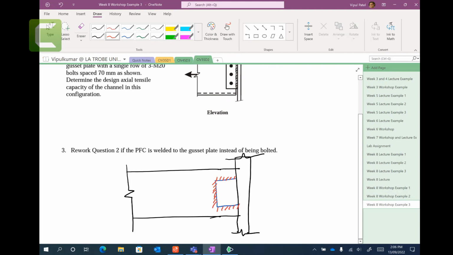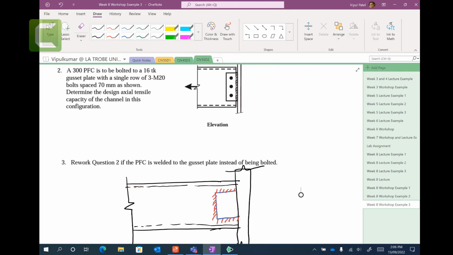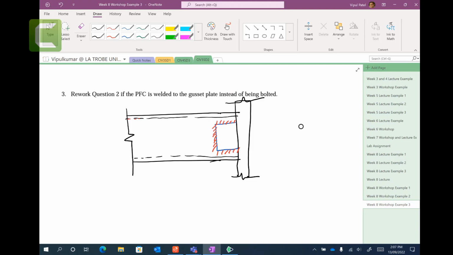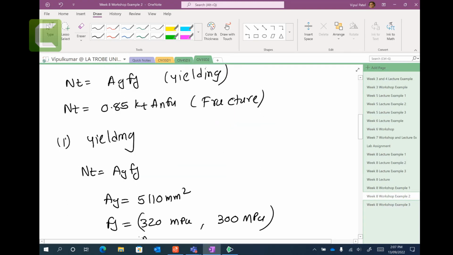We don't put the holes. We weld it through this. Same example, everything's the same. The difference is someone said, I don't want to bolt. Let's do the welding. See that configuration, right? Exactly the same. What is going to happen now? Because then yielding and, I think I can go back and do it. I think yielding will not change.